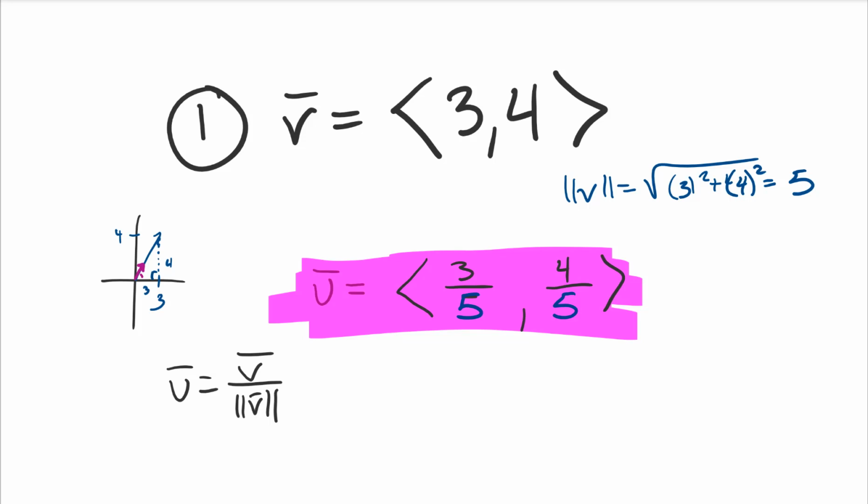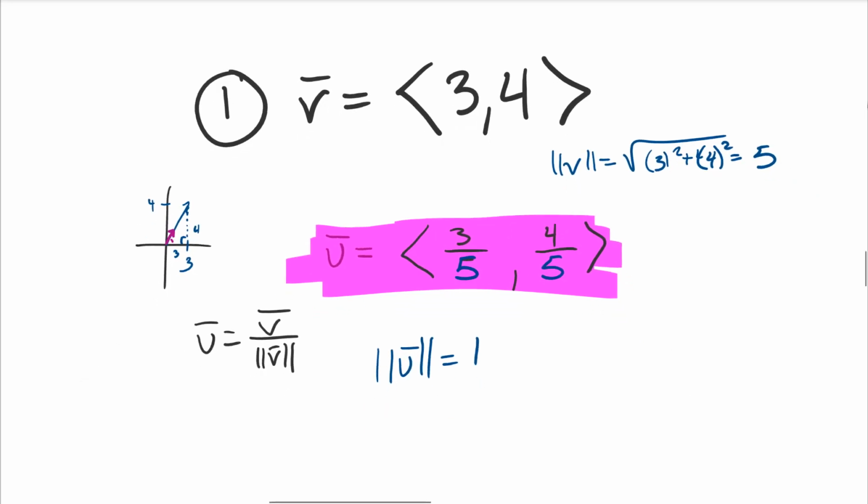Now, real quick, let's make sure this thing equals 1. Let's just check the distance. I just want to confirm that the magnitude equals 1. So if the magnitude is 1, these components would be (3/5) squared plus (4/5) squared.